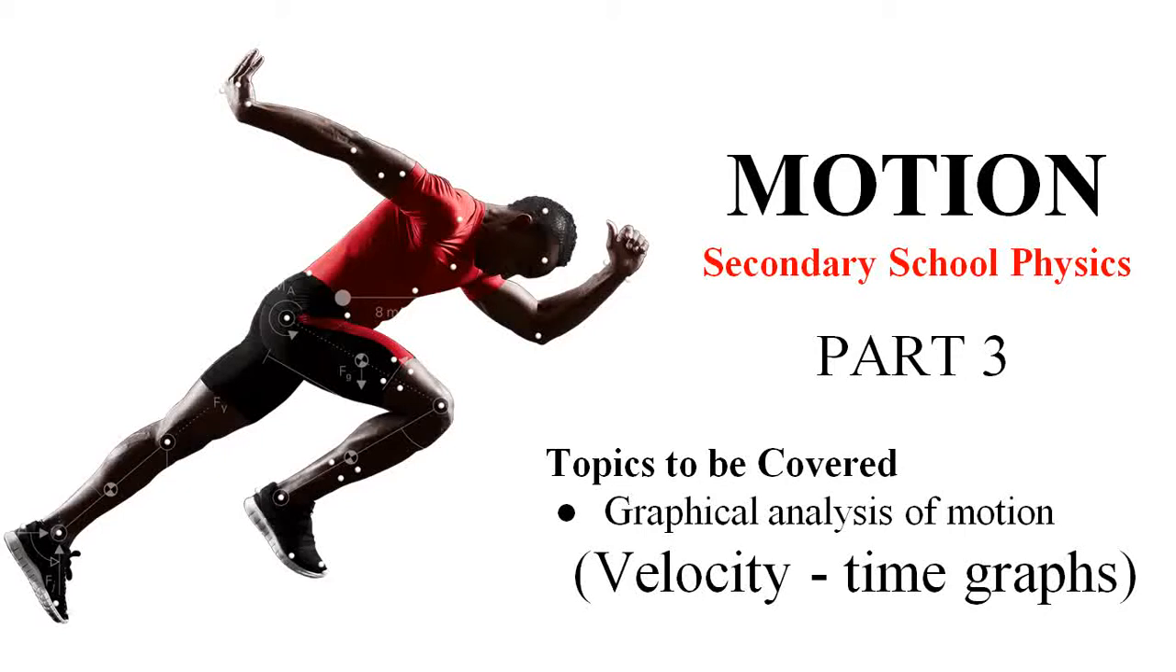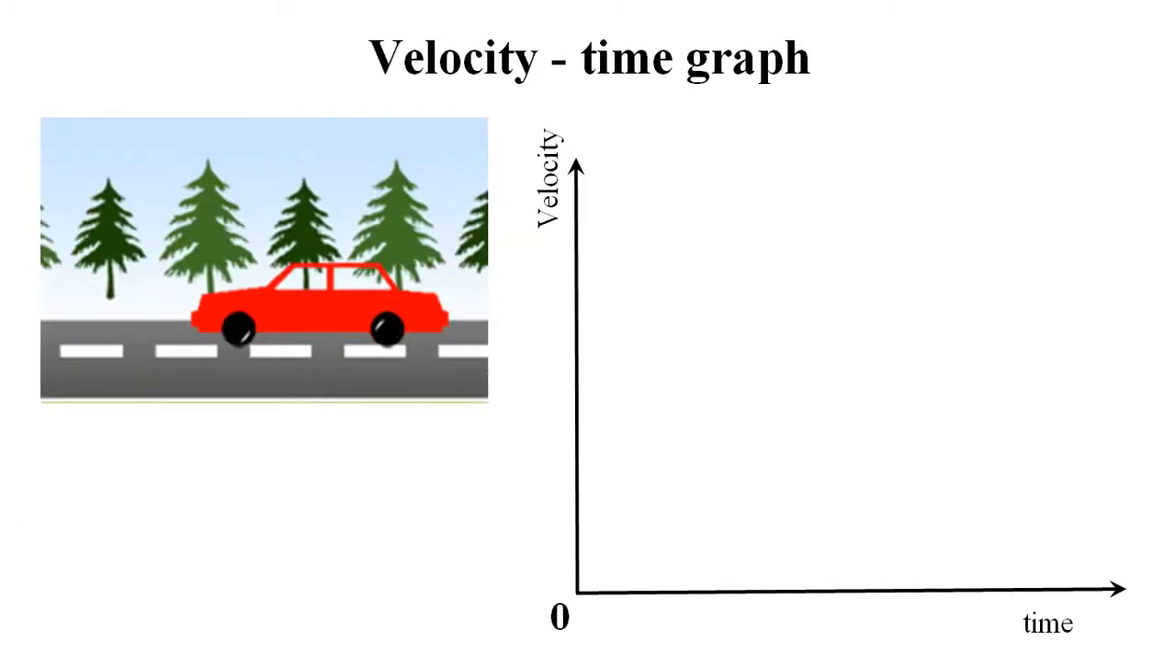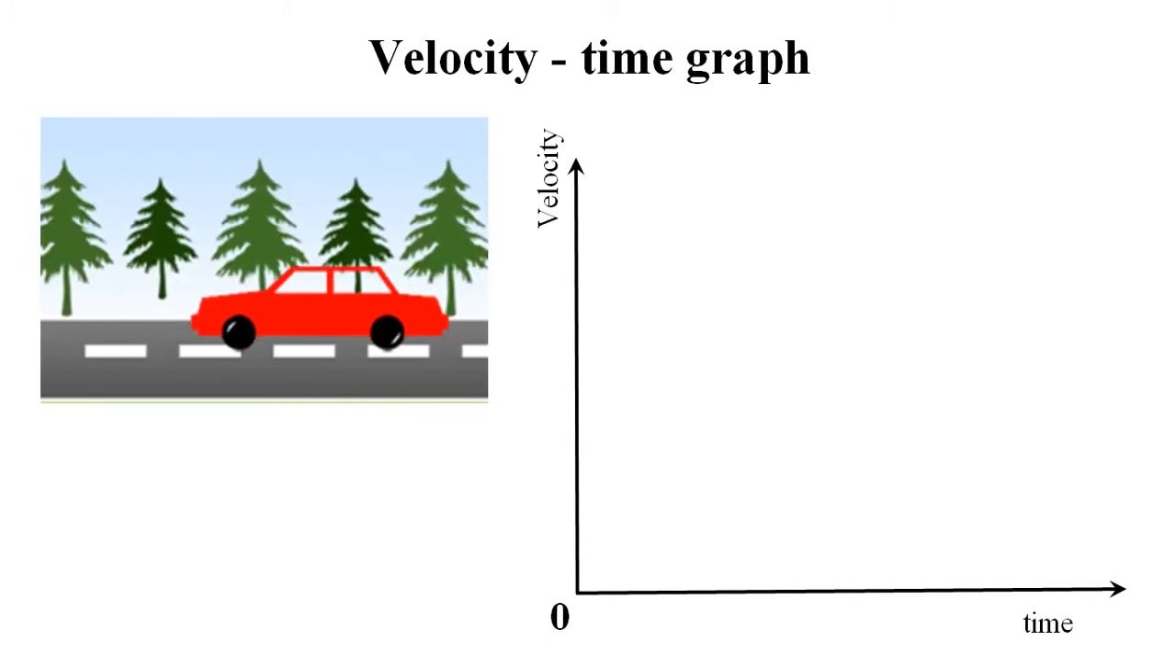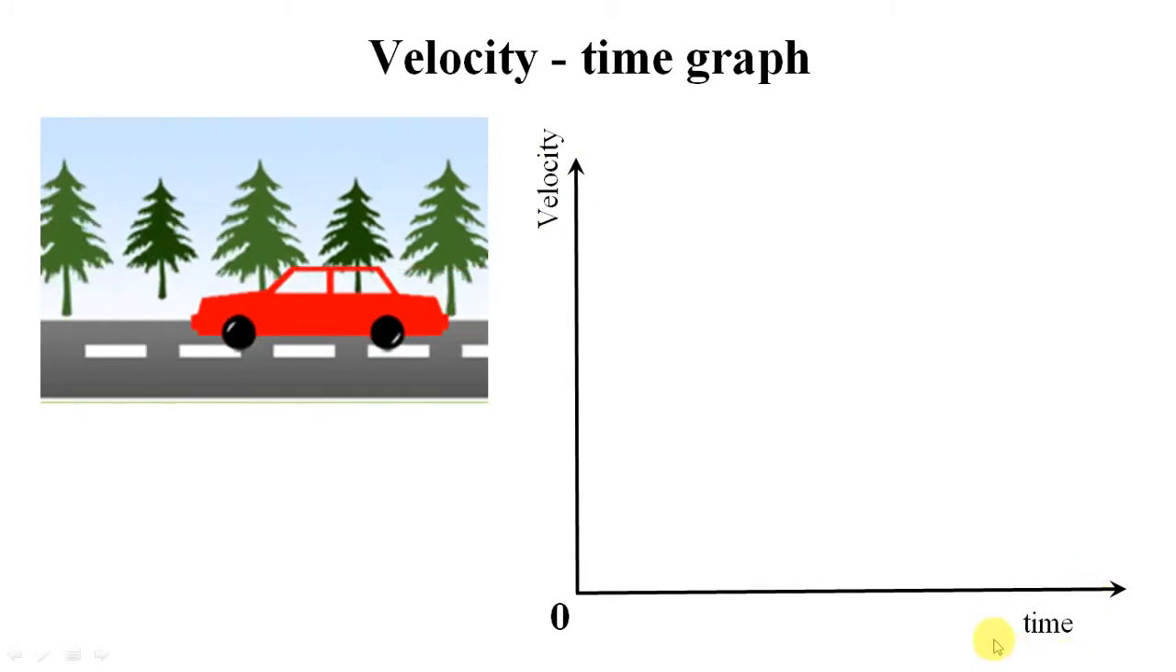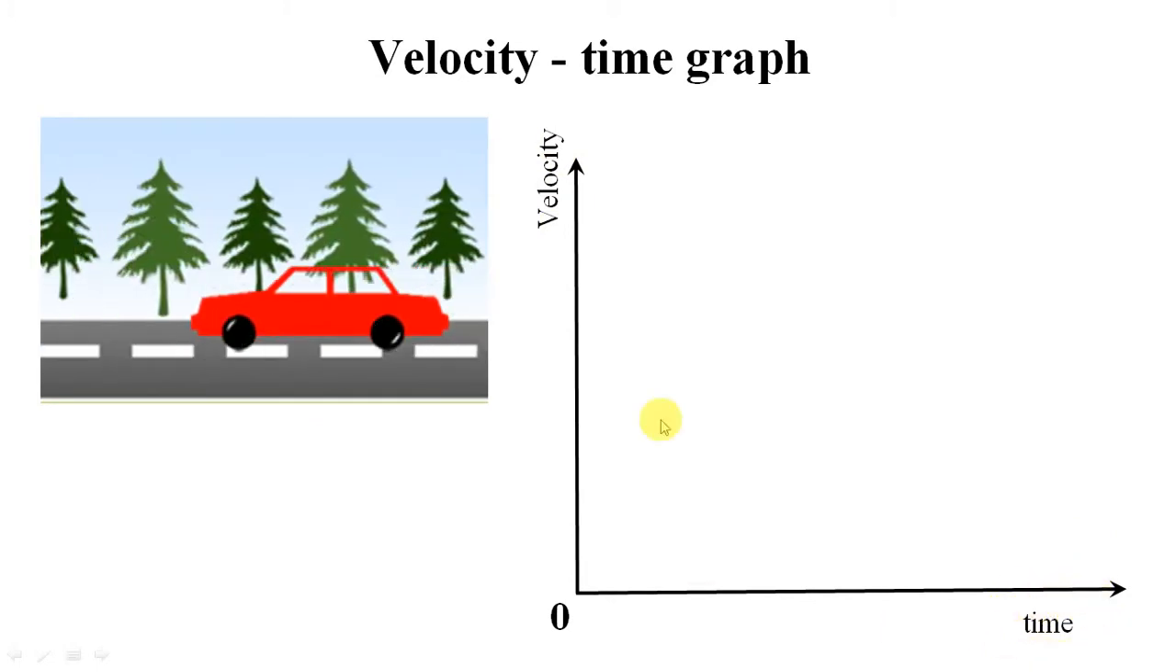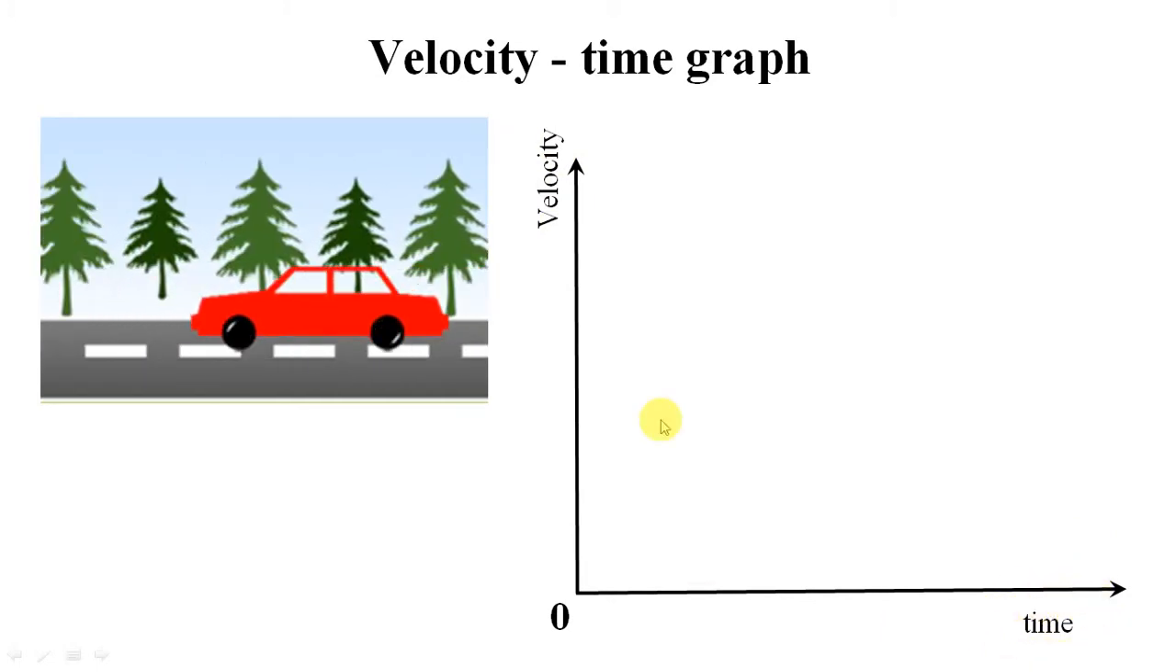Welcome to Physics Corner, Motion Part 3 for secondary school physics, and the topic to be covered is velocity time graphs. Looking at the velocity time graph with velocity on the y-axis and time on the x-axis, we would discuss 6 different cases.